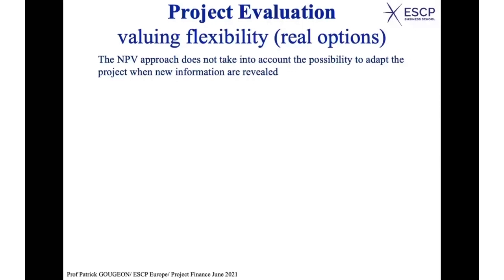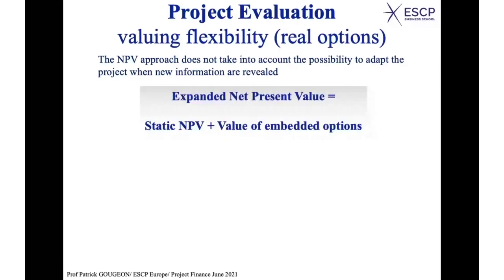So the solution is to look at what we call the expanded net present value, or it could indeed be the expanded adjusted present value. And the idea is to start with the static NPV. What do we call the static NPV? It's a traditional NPV. In a traditional NPV, what do you do? You say, well, I'm going to invest this amount, and what are the future cash flows? You will take the expected cash flow. You know that the cash flows are uncertain, and then you will take the best guess for each year, the expected cash flow, okay? And you will discount these expected cash flows.